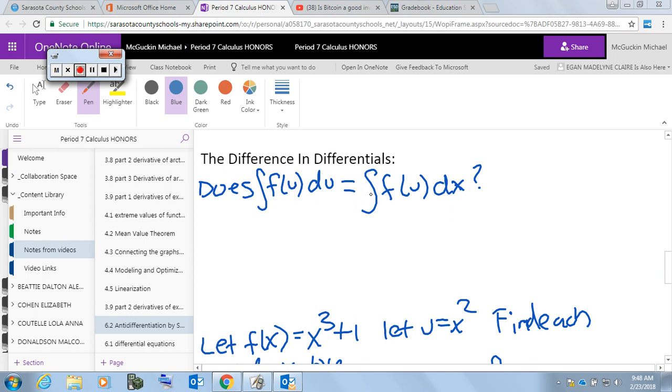So the question that's presented to start this video off is, does the integral of f of u du equal the integral of f of u dx? Obviously the only blatant difference that we see here is that the du and the dx are different. Our differentials are different. The respects to are different in each case here.